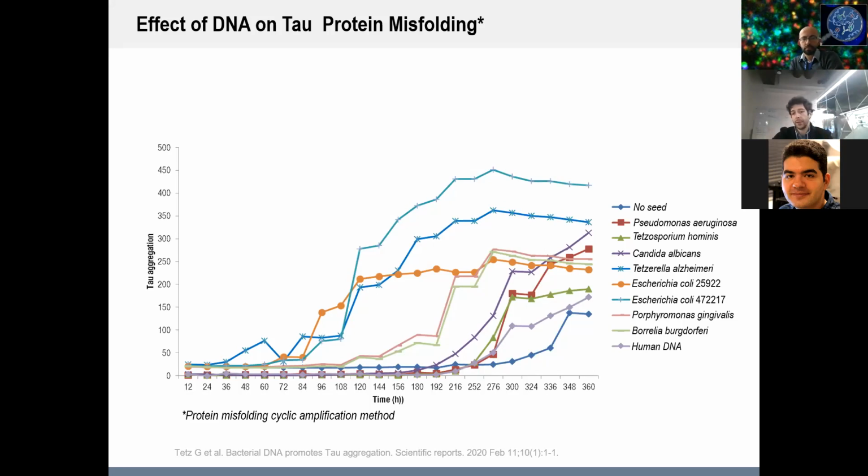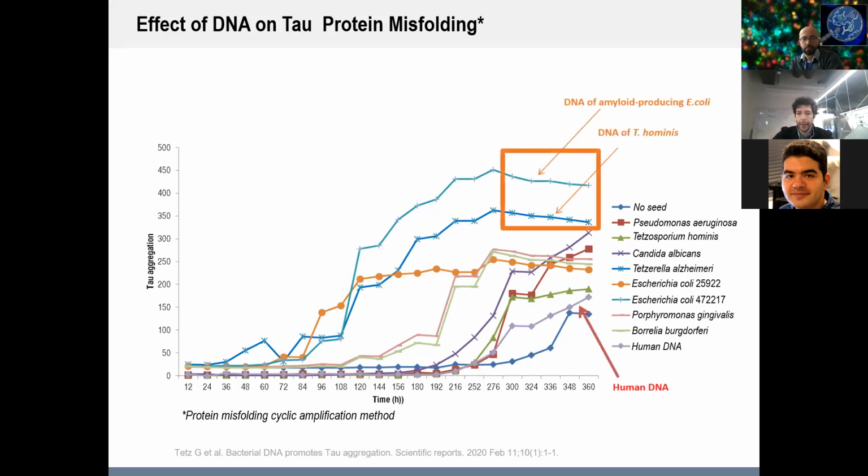The untreated control, you can see it's a purple line. Yep, here we go. It's human DNA. Oh, no, sorry. The untreated control here is a blue line right behind that, and human DNA is a positive control. Sorry about that. So these data show that DNA from various unrelated gram-positive and gram-negative bacteria significantly accelerated tau aggregation.